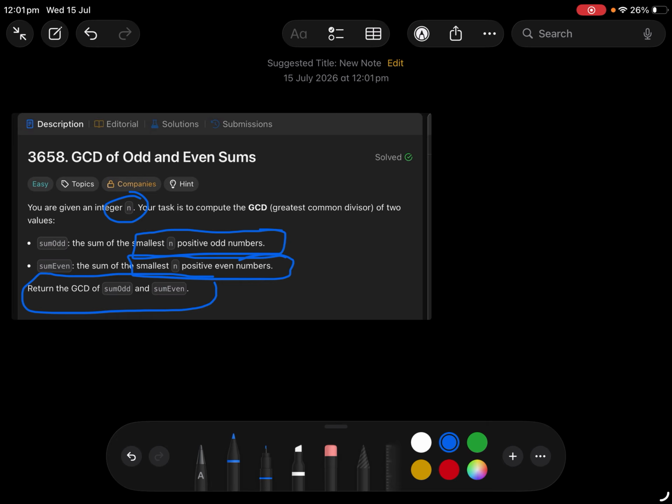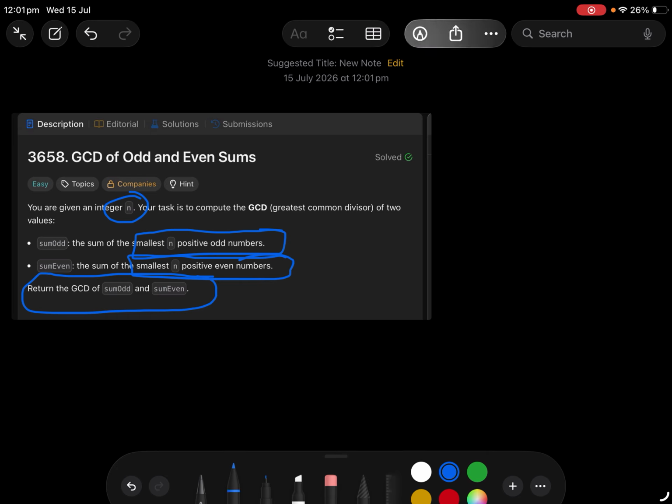So today we'll see LeetCode 3658, GCD of odd and even sums. We will be given an n, and we have to calculate the sum of the smallest n positive odd numbers and the smallest n positive even numbers, and we have to return the GCD of those.